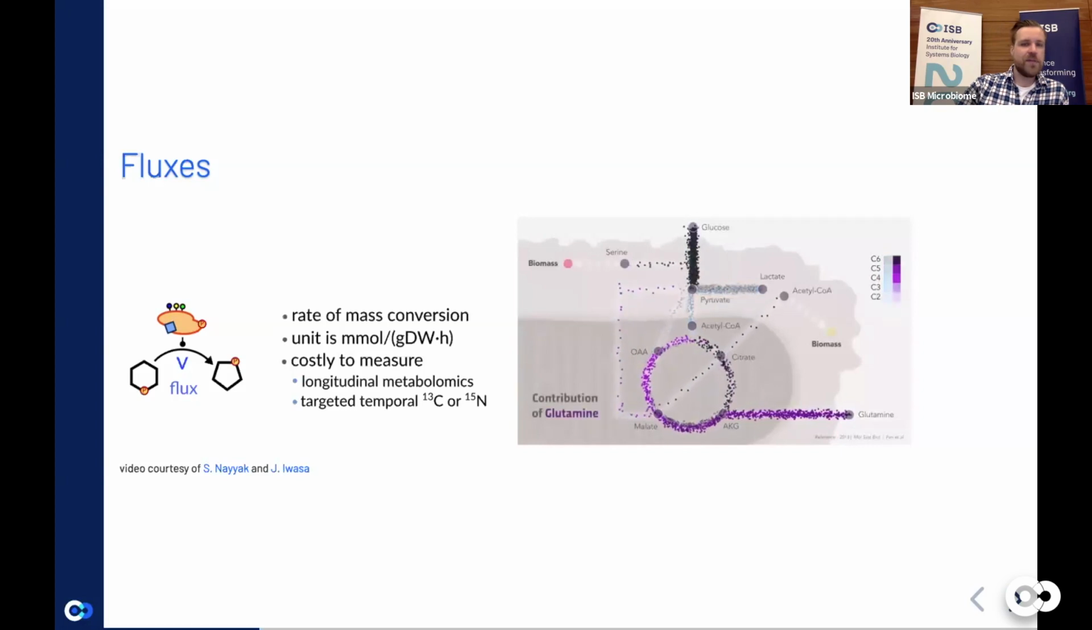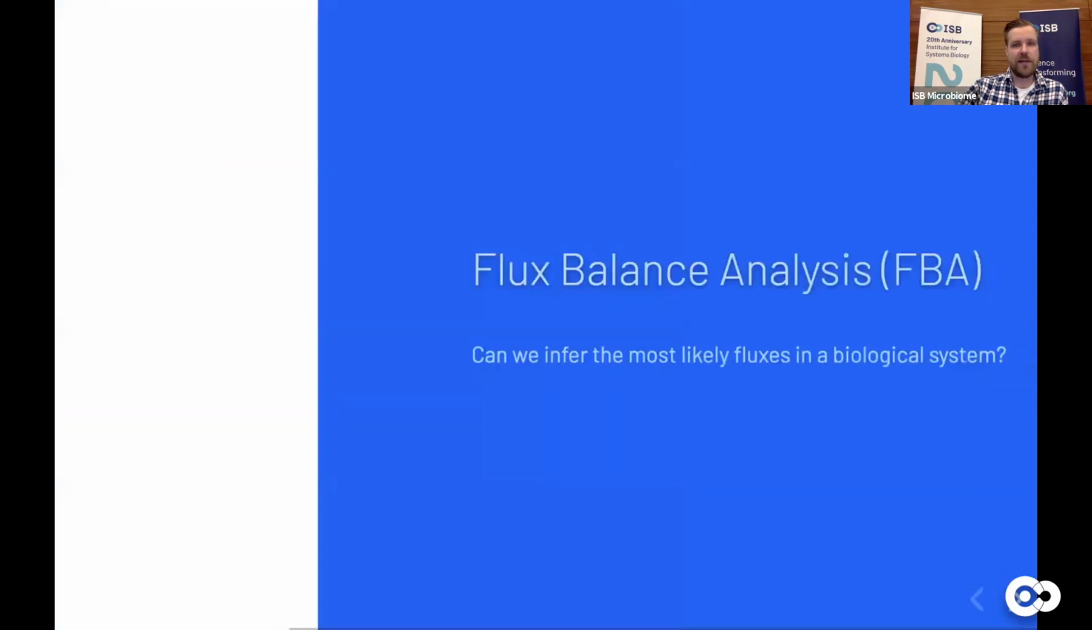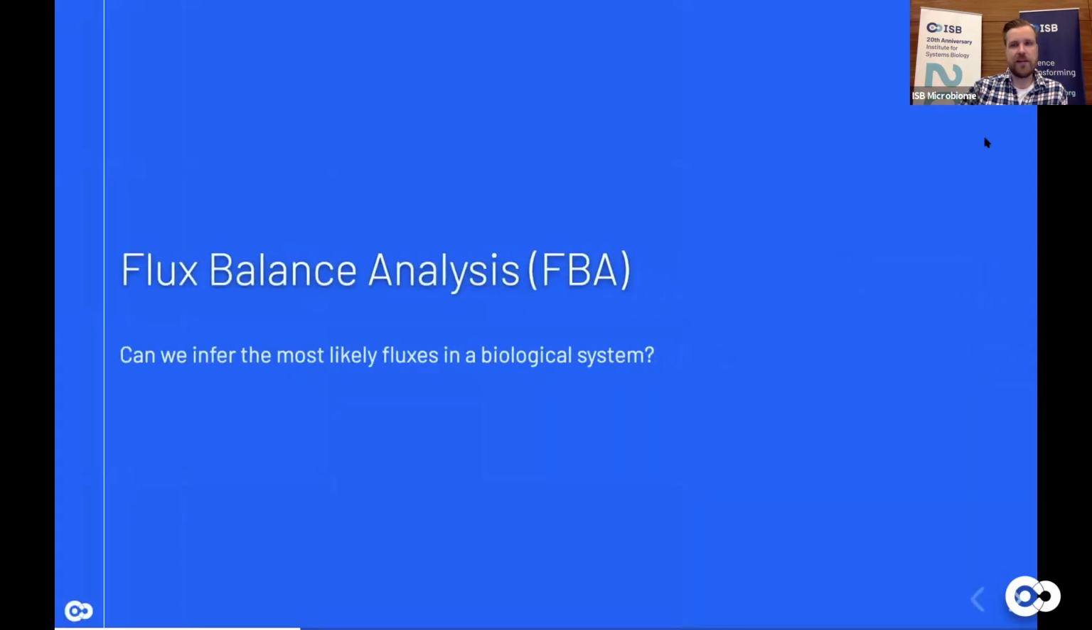But we're still interested in fluxes, we said, right? Because we might only have 16S data or metagenomics. So how do we get there? That's basically what flux balance analysis does. Flux balance analysis is a computational method, and its input can be genomic data. The question is, can we infer the most likely fluxes in a biological system?